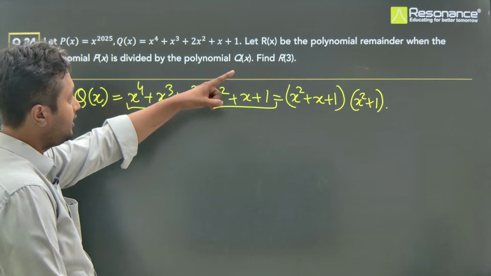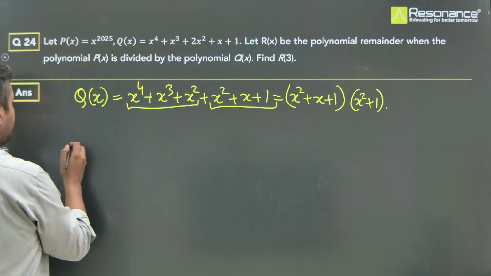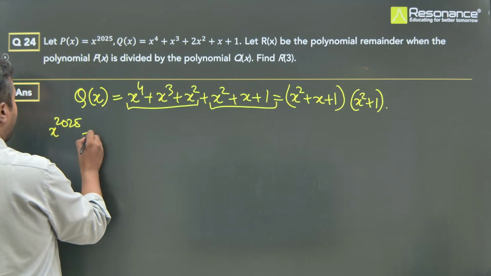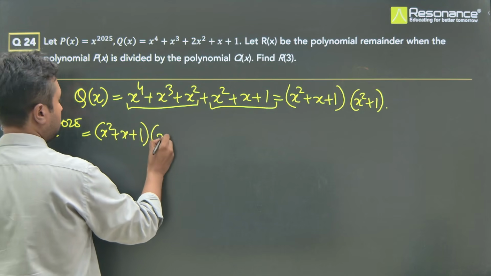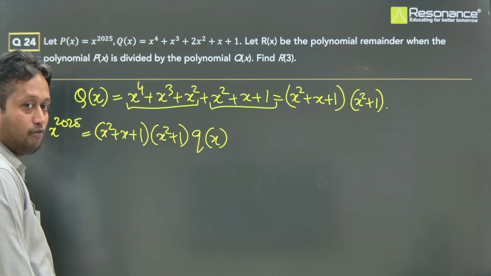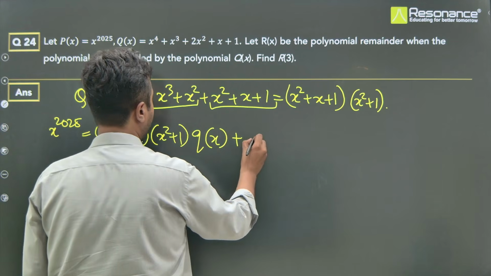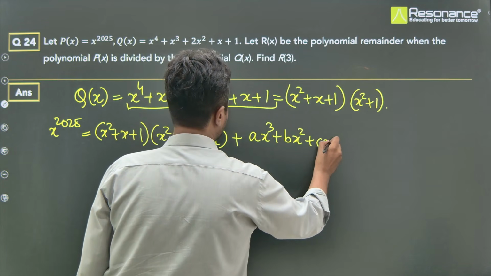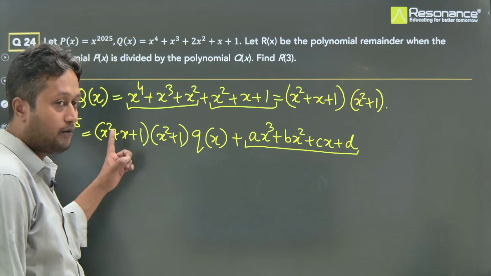Right? Let R be the polynomial when this is divided by the polynomial. So by the way, the degree of this polynomial is 4. So if you divide P of x by Q of x, you'll get some quotient. I wish I could write a capital Q of x, but that's already taken. I'll just write it as Q of x plus ax cube plus bx square plus cx plus d. That's because the degree of the remainder has to be less than 4.